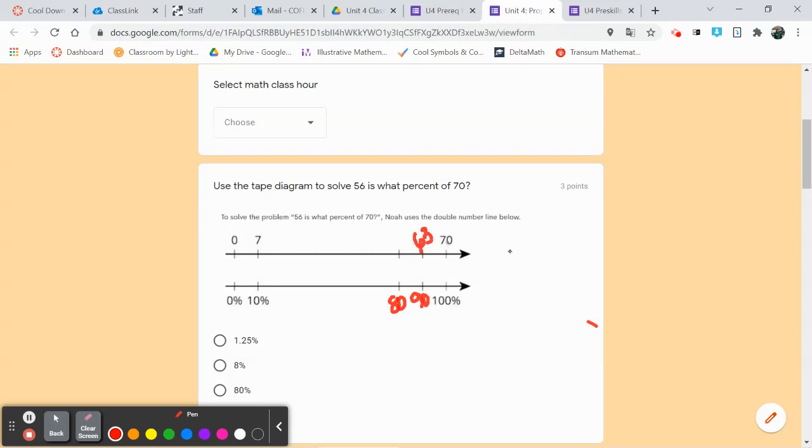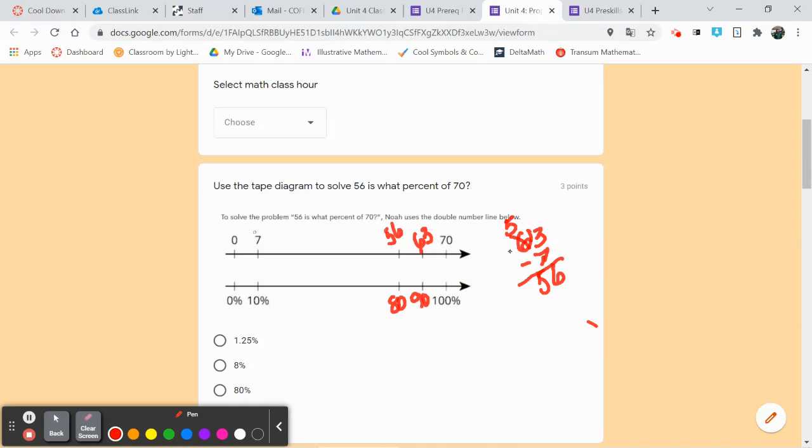And 63 minus 7, let's do it the long way. Borrow from this, it becomes a 5. 13 minus 7 is 6. Bring down my 5. 56. Oh, that's the one we're looking for.